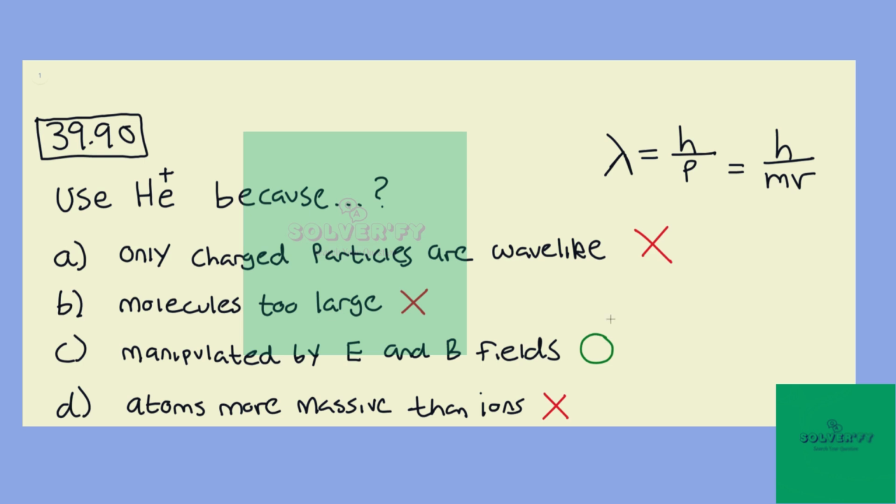So just to recap, for option A, uncharged particles can also be wave-like because it only depends on mass. Option B, molecules are not going to be that much larger to make a big difference. Option D, atoms and ions of the same element are going to have insignificant mass differences. Option C is the correct answer.